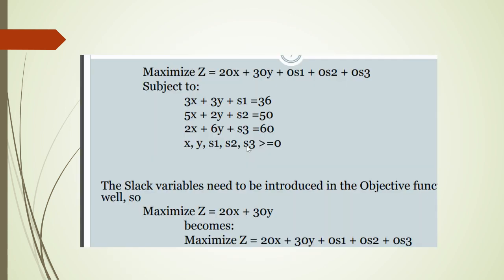Now we'll look into the other example where we take Cj minus Zj. So this is the given LPP problem, linear programming problem, and here we have changed the inequalities into equations by adding slack variables. Here we have added S1, S2, S3 slack variables, and we have changed it into equations. These are the basic variables, and we have added these variables in the objective function.